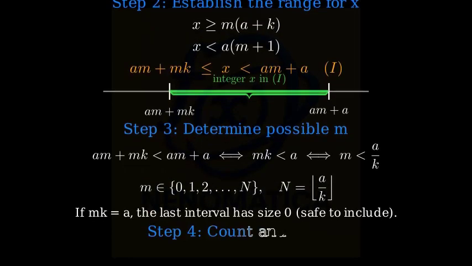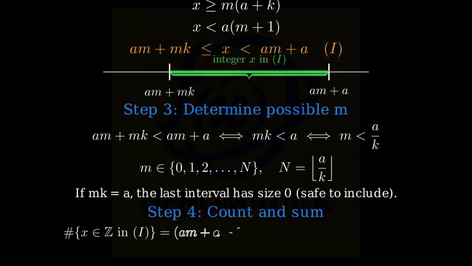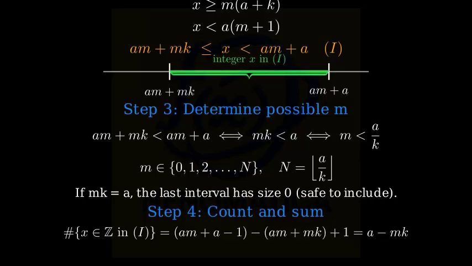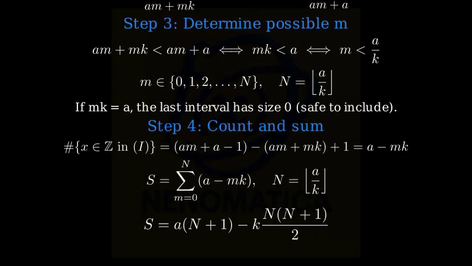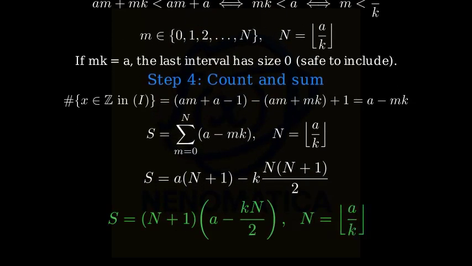Step 4. Count integer x in each interval and sum over all m. For a fixed m, the number of integers in the half-open interval is a minus mk. Summing from m equals 0 to n gives S equals the sum of a minus mk. That simplifies to a times n plus 1 minus k times n times n plus 1 over 2. Factor to the compact form. S equals n plus 1 times a minus kn over 2, with n equal to the floor of a over k.